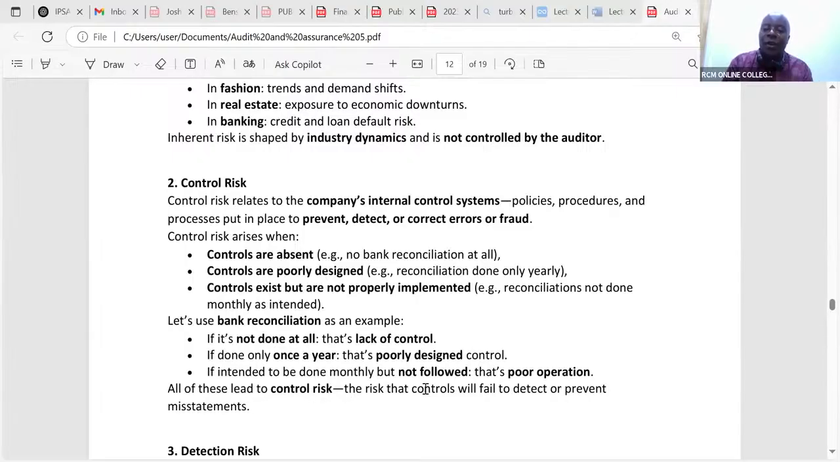The risk that whatever controls, ladies and gentlemen, you have will fail to detect or prevent what we call these misstatements. At times you can try and try your very best, but issues can arise. If the controls that you have in place are not able to detect or prevent misstatements, then that is what we call a control risk. Risk is another term for danger.